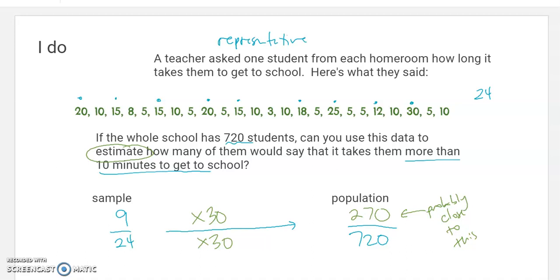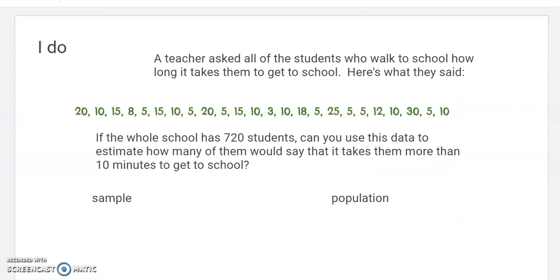I'm going to put almost the same question up on the screen. Same data, same question, 10 minutes. But read the sample carefully. I changed the sample. A teacher asked all the students who walk to school, rather than one student from each homeroom, how long it takes them to get to school. How many of the whole 720 would say it takes more than 10 minutes? Now we do not have a good sample.